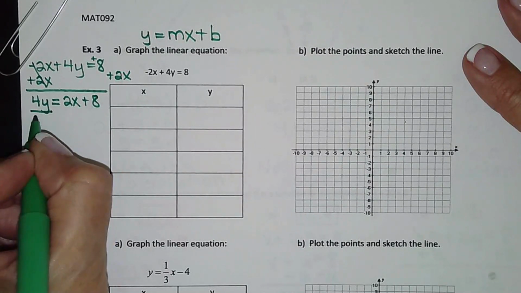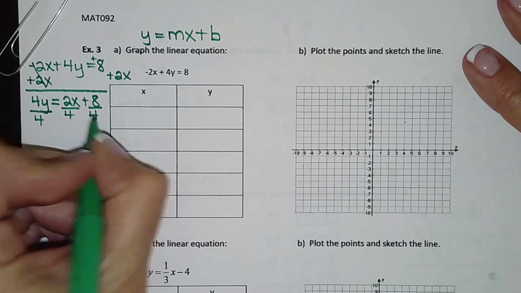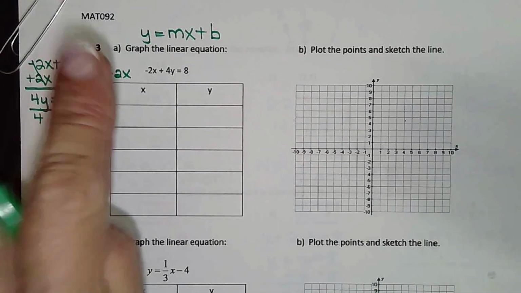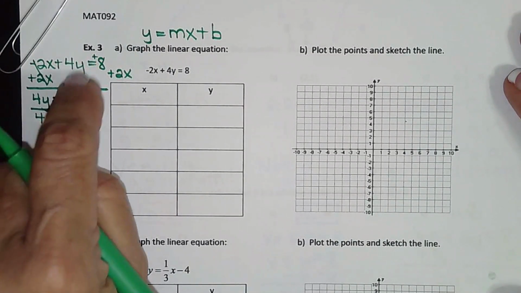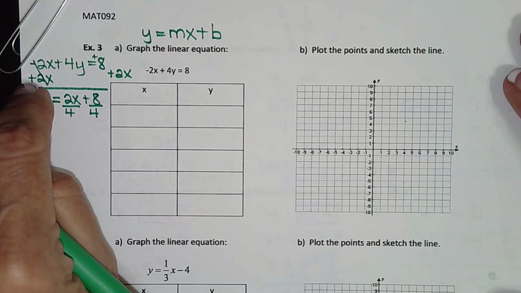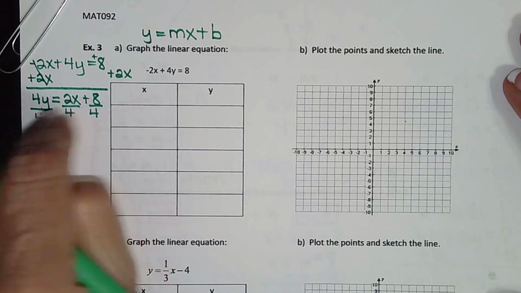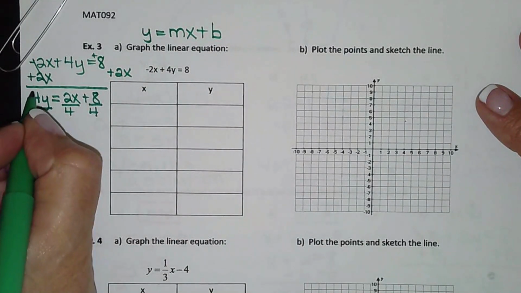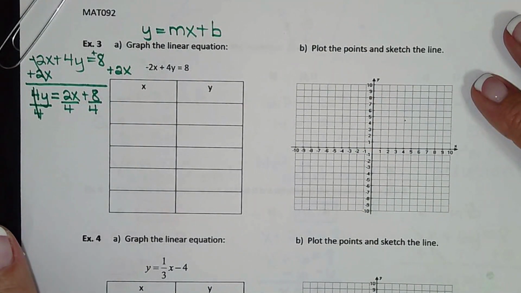Next, we have to divide every single term by 4. So we're doing all the same stuff we did in Module 5, to get a letter alone. Usually it was x for us, but now it's y because of this formula. We need to do the opposite to move everything else to the other side. So 2x plus 8, divide by 4, divide by 4, divide by 4. And remember, every fraction you have for the rest of your life needs to be simplified.